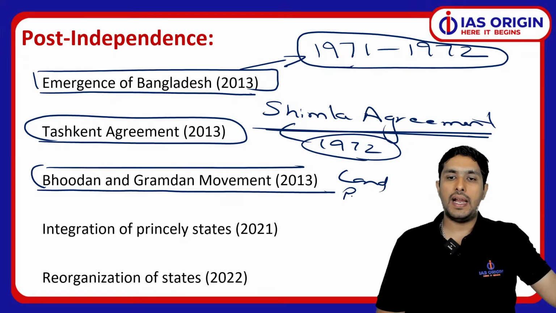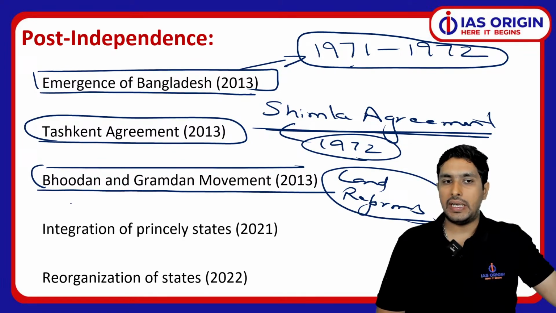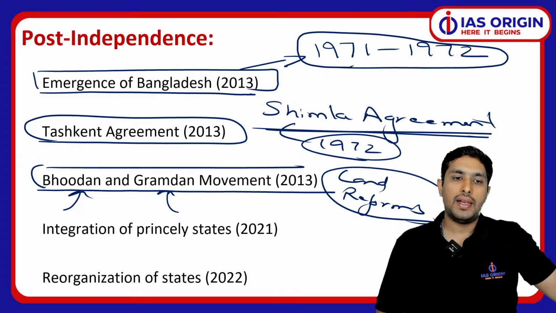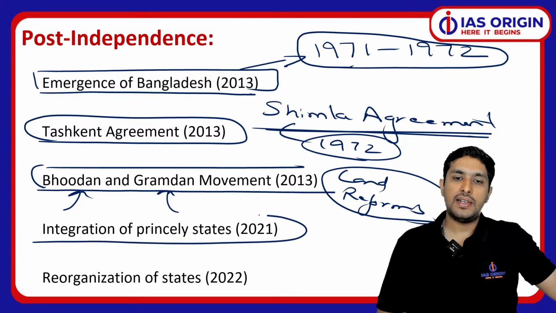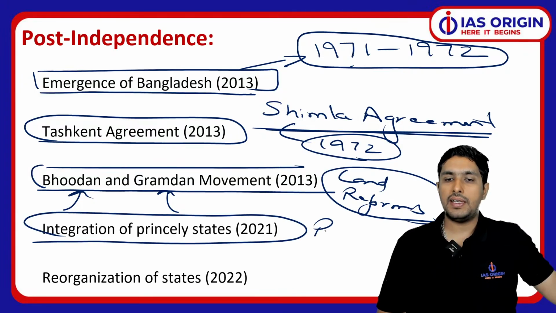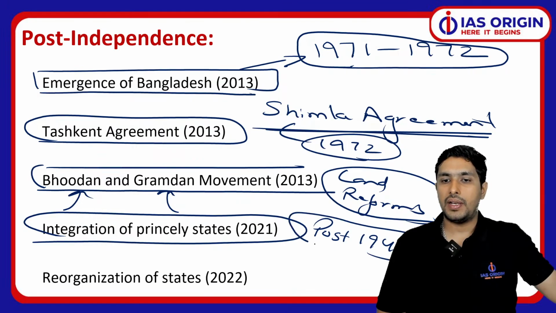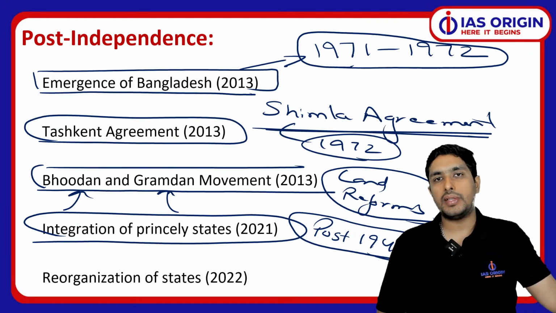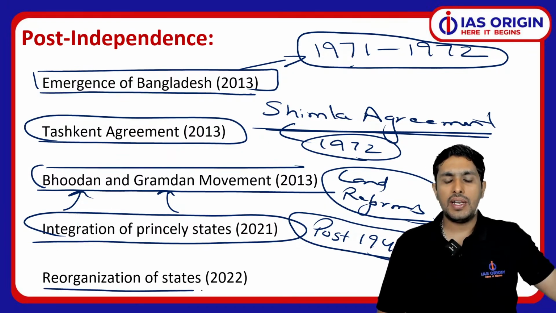Then we talk about the land reforms. We talk about the land reforms in India. In that league only, Bhudan and Gramdan movement, very important. What was the role of Acharya Vinoba Bhave? Very much important. Then integration of the princely states post 1947. Post 1947, it's a very important process. What was the role of Sardar Patel? We should know about that. Very important. And then reorganization of states.